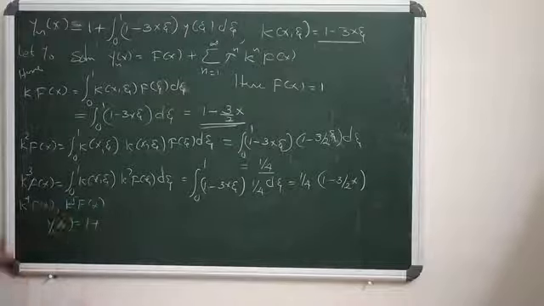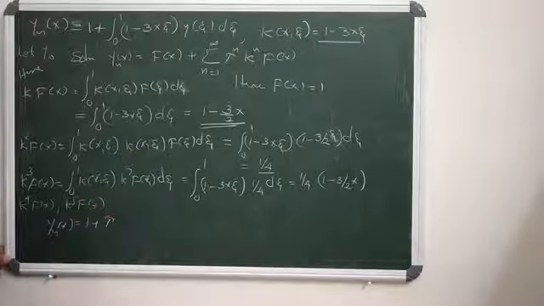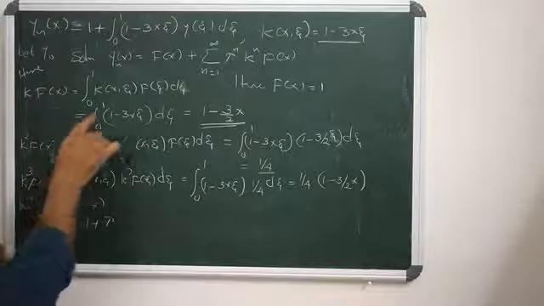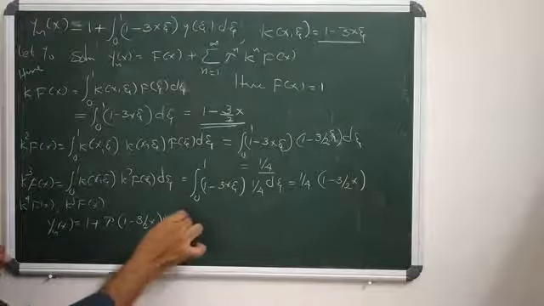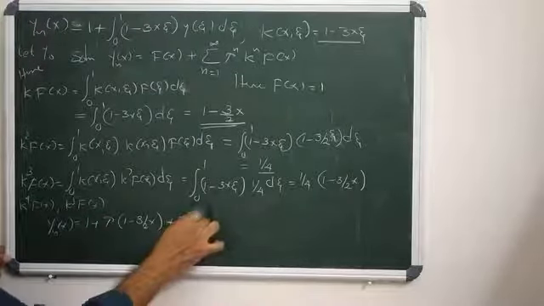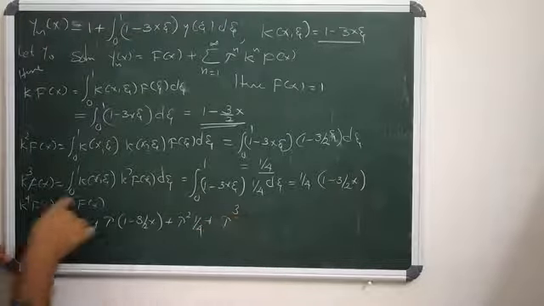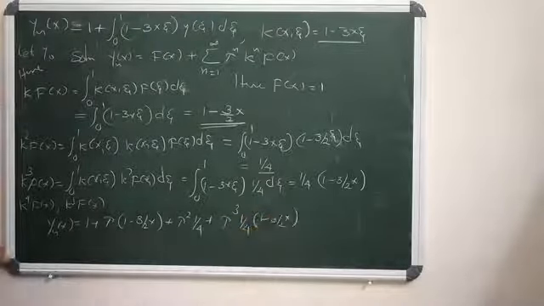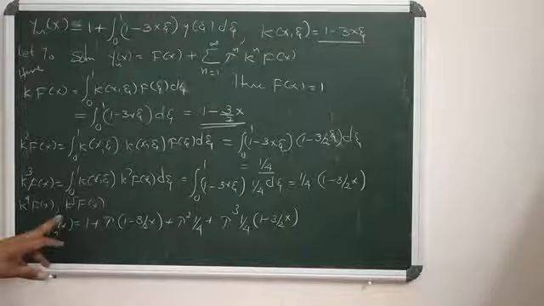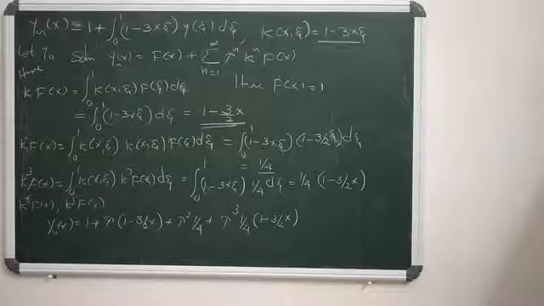Therefore, what is our solution? y n of x equals f of x, that is 1, plus sigma n ranges from 1 to infinity. When n is 1, that is lambda k f of x. What is k f of x? Lambda into 1 minus 3 by 2x, plus lambda square k square f of x, that is lambda square into 1 by 4, plus lambda cube into k cube f of x. That is 1 by 4 into 1 minus 3 by 2x. So y n of x equals 1 plus lambda into 1 minus 3 by 2x plus lambda square by 4 plus lambda cube by 4 into 1 minus 3 by 2x, plus etc.